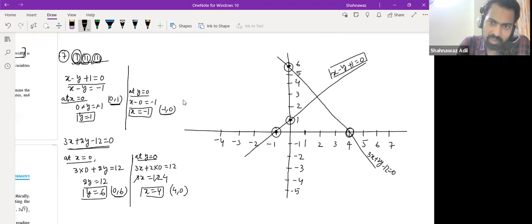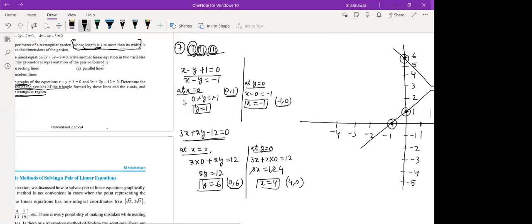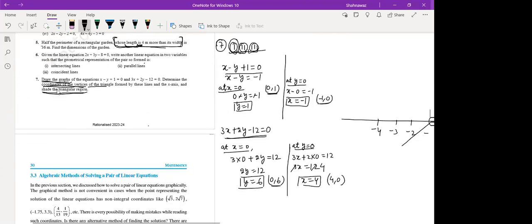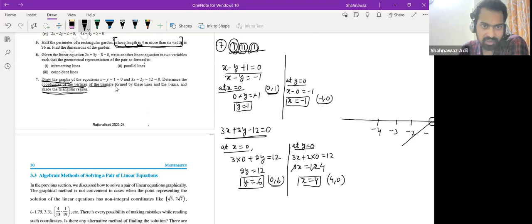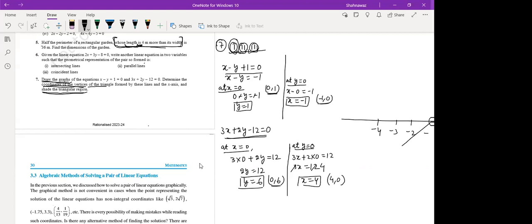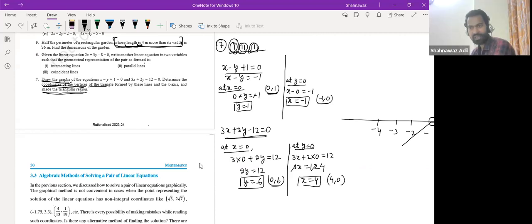Now the second part of the question is to determine the coordinates of the vertices of the triangle formed by these lines. So we have two lines, right? So can two lines make a triangle? How can two lines make a triangle?